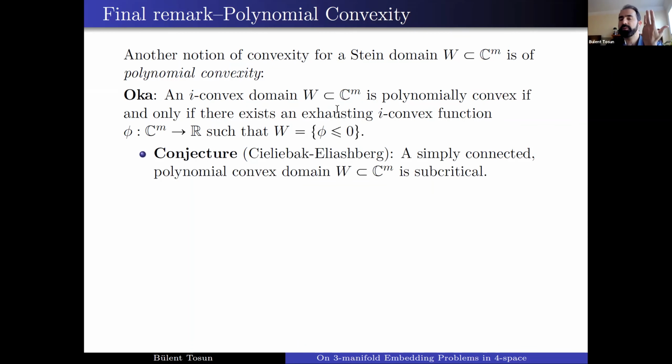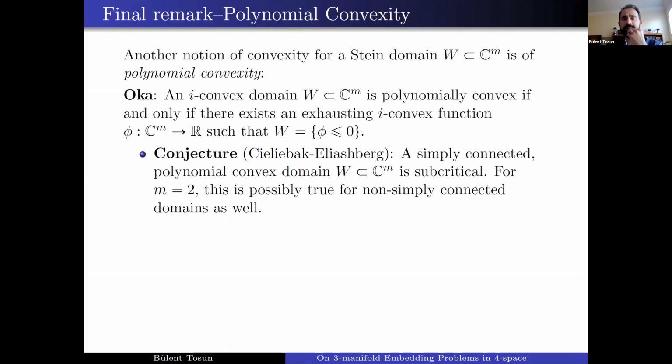So this notion of polynomial convexity is also studied by Eliashberg and Cieliebak in the same paper, where they prove holomorphic convexity and rational convexity are essentially equivalent in complex dimension 3 and above, and where they study polynomial convexity. They have very useful, very nice criteria to recognize a polynomially convex domain. But in particular, they have the following conjecture: if you have a simply connected polynomially convex domain, then it has to be subcritical. They come very close to proving this, but not quite.